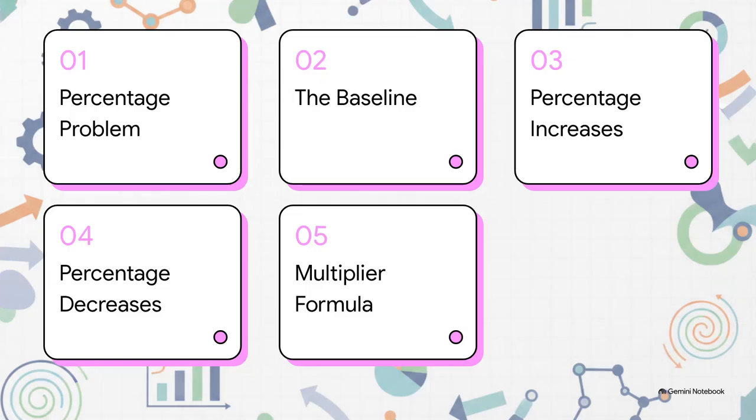So, here is our quick agenda for today. 1. The percentage problem. 2. The baseline. 3. Percentage increases. 4. Percentage decreases. And finally, 5. The multiplier formula. All right, let's dive right in.